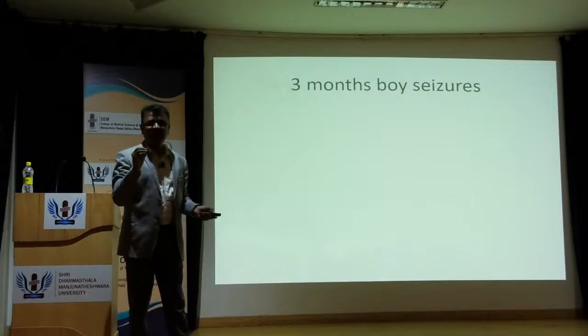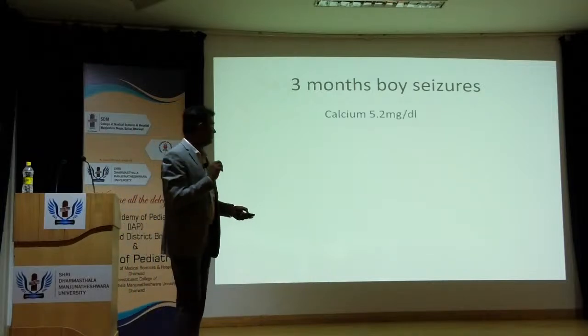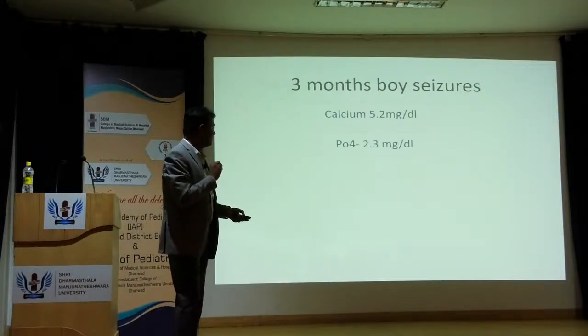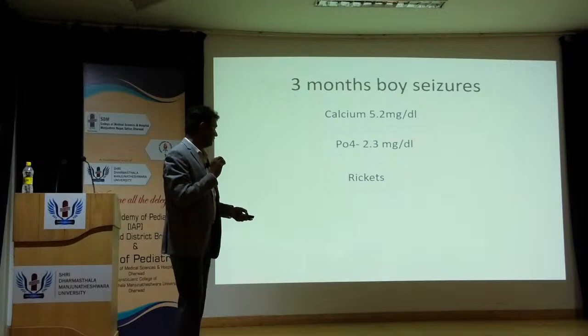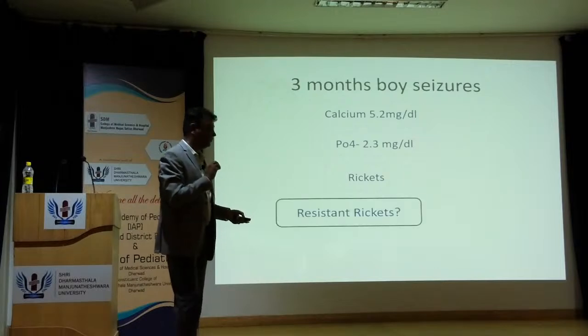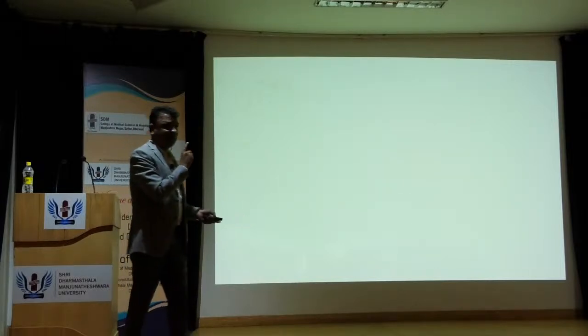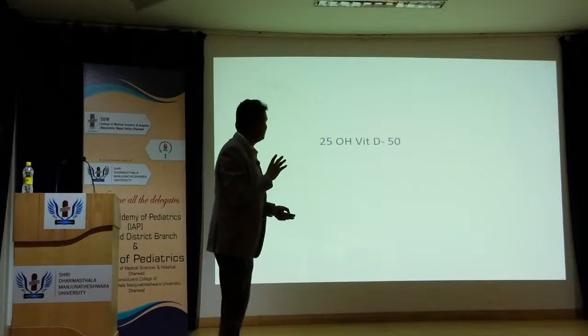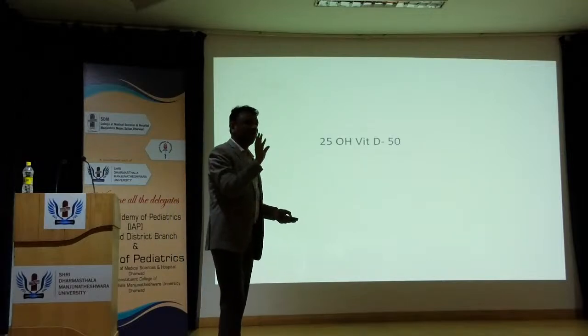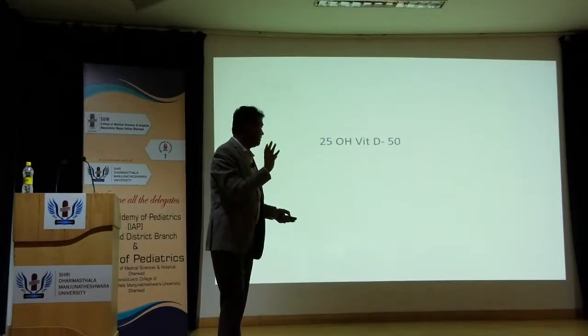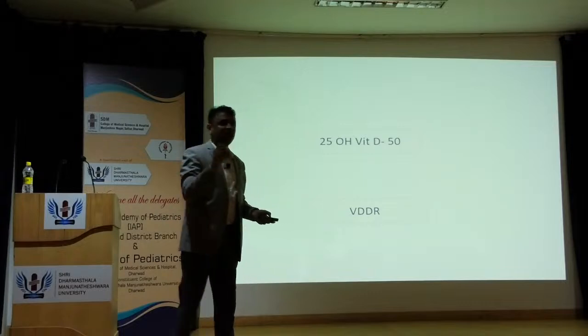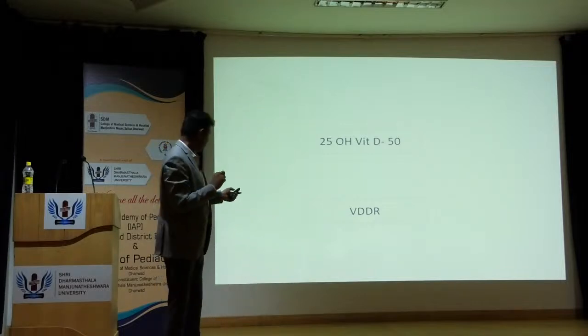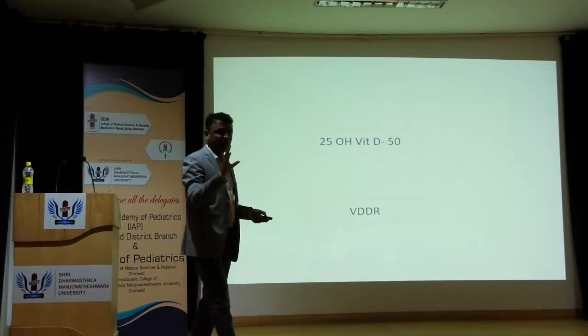3 months old, very early onset. Okay. Calcium is low. Phosphate is also low. Rickets. So resistant rickets. Yes. Early onset convulsions. Okay. This child had normal 25 hydroxyvitamin D. Okay. So this is VDDR type 1. Sorry, this 1,25 hydroxylase value is missing.